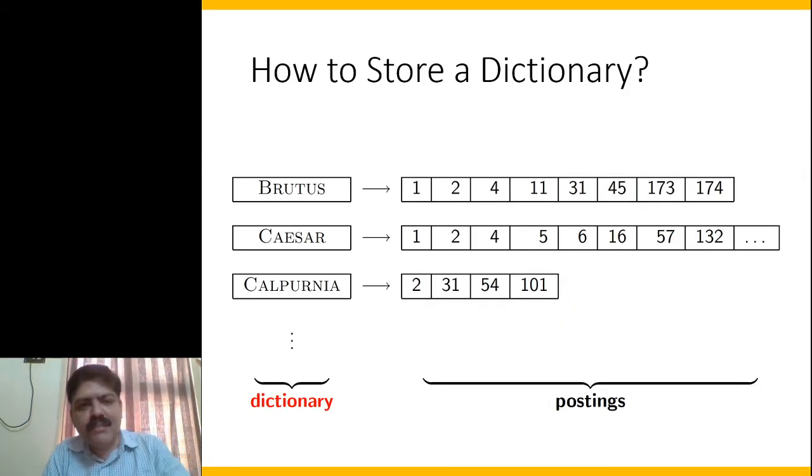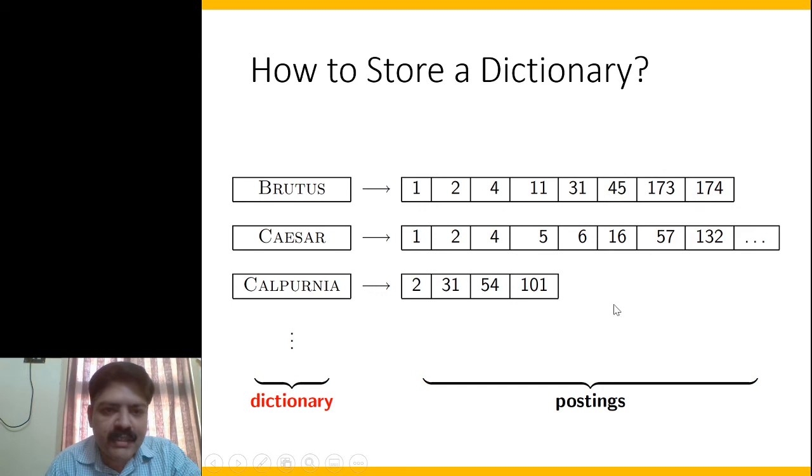Today we'll ask the simple question of how do we store a dictionary? Okay, so what is a dictionary? Let me refresh your memories. So we have an inverted index with a dictionary of terms, and each term is pointing to a list which we call the postings. This contains the document IDs that contain the term at hand.